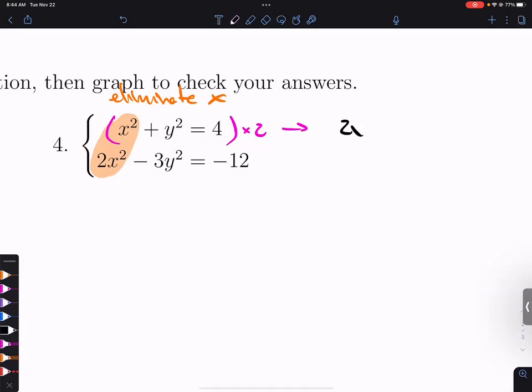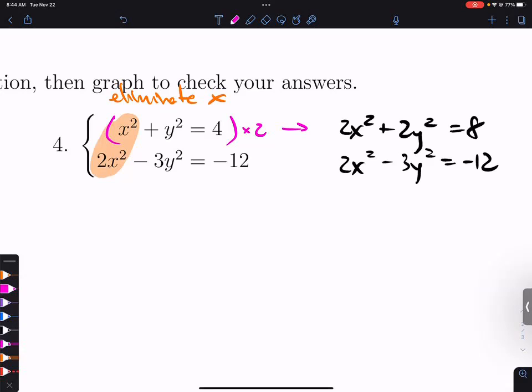Okay, so 2x squared plus 2y squared equals 8, and 2x squared minus 3y squared equals negative 12. To eliminate x, we need to subtract. Yeah, got rid of the y. If you multiply 4 by 3, okay, let's do this real quick and then we'll look at that too.